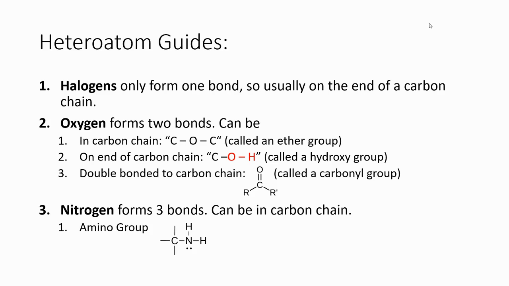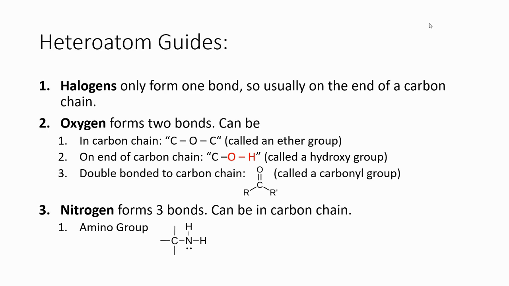Oxygens form two bonds, so we have three different ways that an oxygen could show up. It could show up in the middle, grabbing a carbon on both sides. It could show up on the end with a hydrogen. If it's at the end with a hydrogen, we call that a hydroxy group, and we'll talk about that in a minute. If it has a carbon on both sides, that's called an ether group. If it's double bonded to a carbon in the middle of the chain, that would be called a carbonyl group. So oxygen can show up three different ways in this structure.